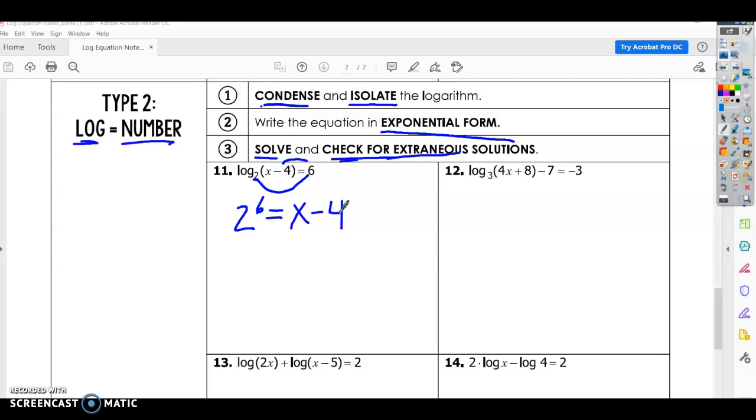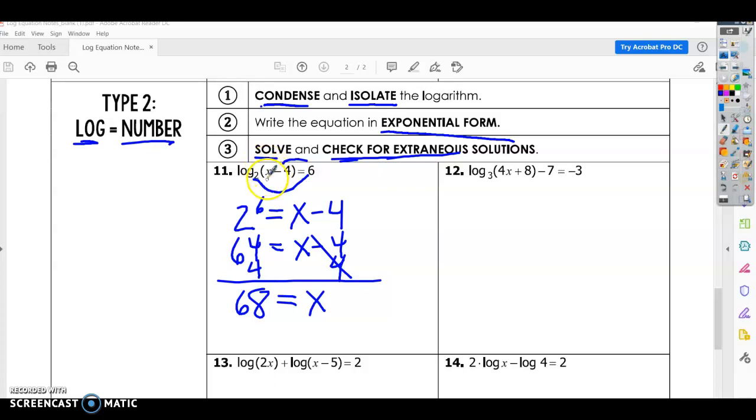Now, when we look at this, we can say 2 to the 6th power, and we can evaluate that and get 64. So 2 to the 6th power is 64 equals x minus 4. And then I'm going to add 4 to both sides, and x equals 68. All right, and then you can plug it in and check it. So if you put 68 here, 68 minus 4 is 64. And then 2 to the 6th power is 64. So if you plug that in, it's going to work.